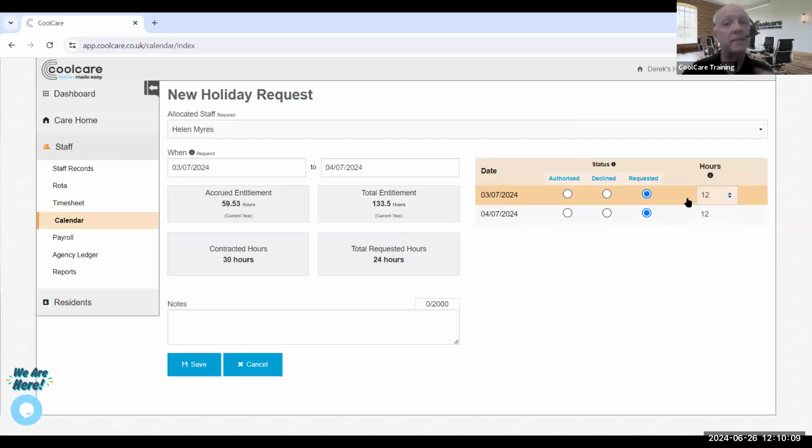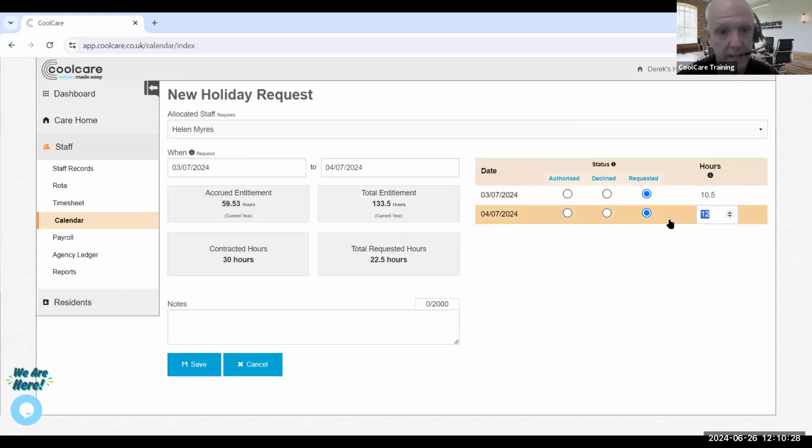Because let's say in a 12-hour shift, she has 1.5 hour break. You can't take away hours you don't pay the person for. So if in a 12-hour shift, she gets paid for 10.5 hours, you would manually have to change this to 10.5. It'll always show the shift length. So if you don't pay for the breaks, you'll have to change it.